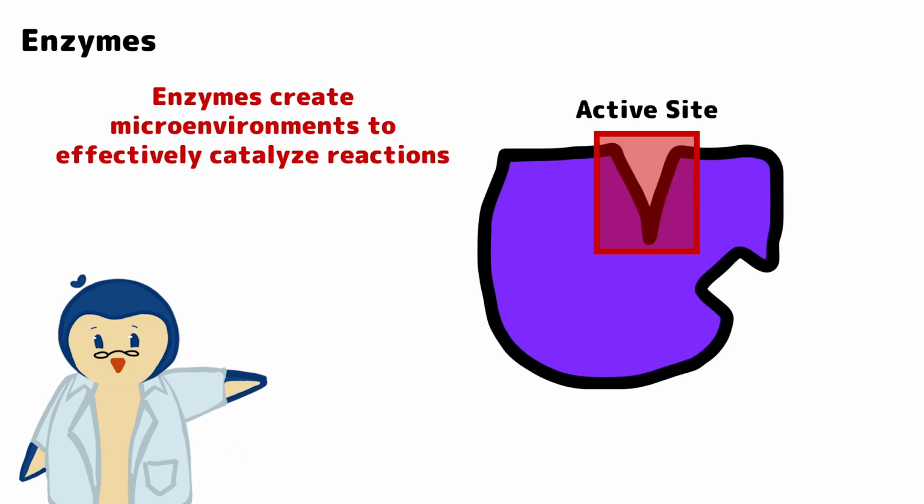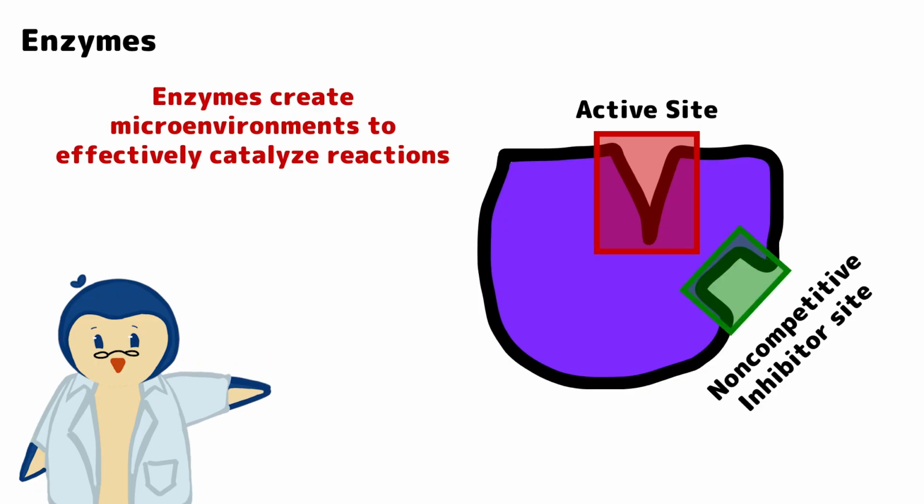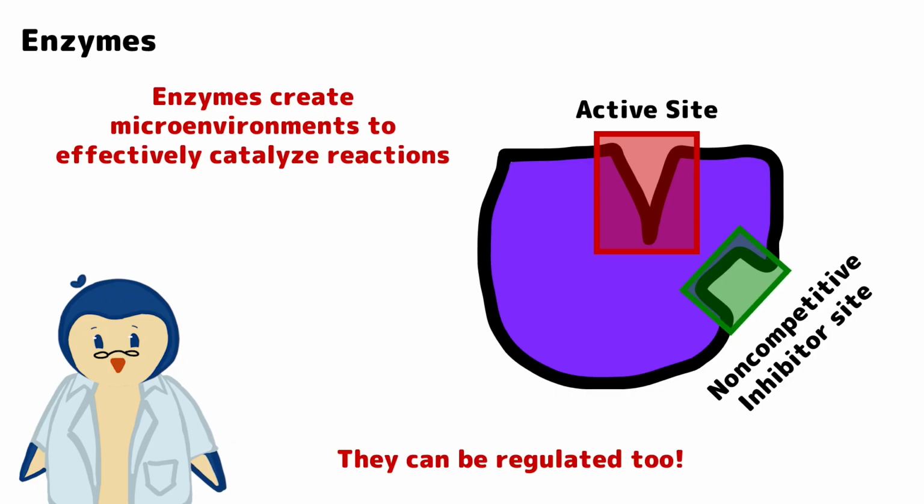For example, we have the active site where this microenvironment is created, where we have ligands and other reactants coming through, mixed together, and the products are spread out. And they can also be regulated by non-competitive inhibitor sites and other mechanisms. This is the separate site to minimize the activity of the enzyme. Well, why do we need it? Well, we will explain throughout the video.